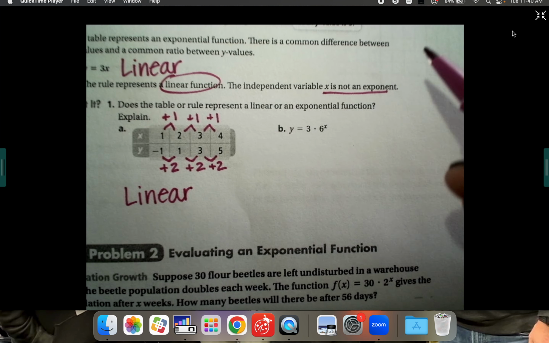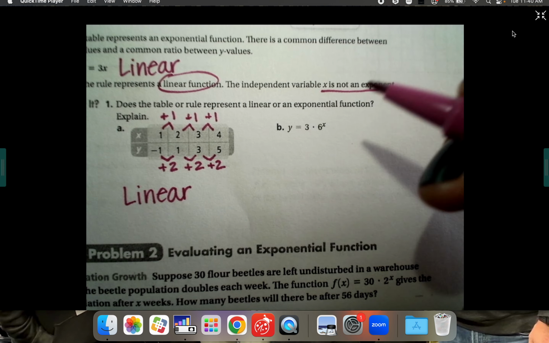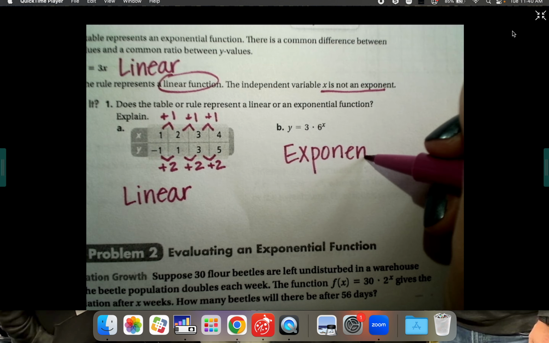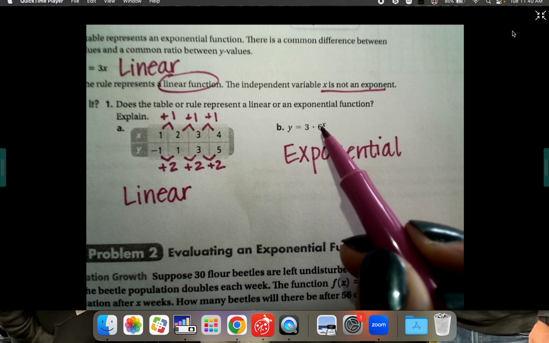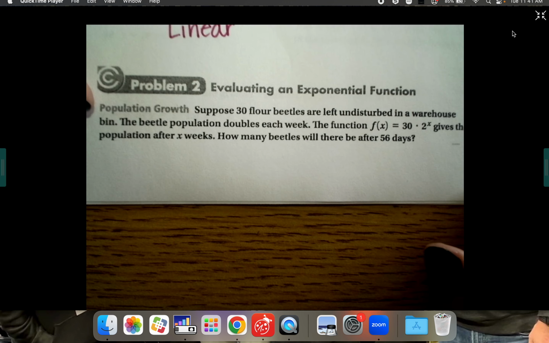This one, however, we can see that x is an actual exponent. So that means that this example is going to be exponential. Let's see if I can spell that right. There we go. This is exponential because x is actually in the position of an exponent, which is why it's exponential. Okay, let's practice a word problem.